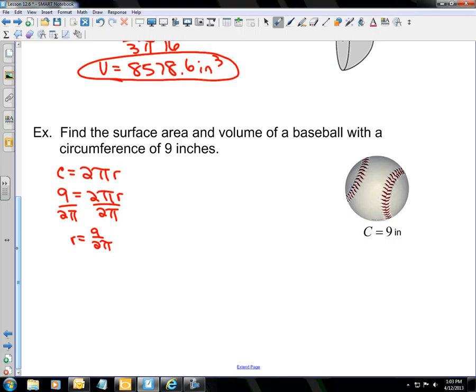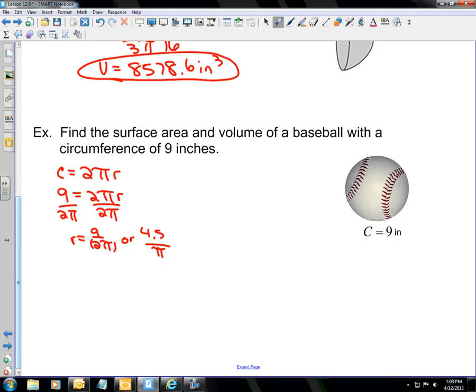Now you could simplify this, because 2 will go into 9 and get a terminating decimal, and it makes the math just a little bit easier as far as plugging it in the calculator. Or you could work with 9 over 2 pi. If you work with 9 over 2 pi, you have to make sure that you always group that 2 pi together when you divide. Or you can go ahead and simplify it, but it would be 4.5 over pi. You could use either one of those.